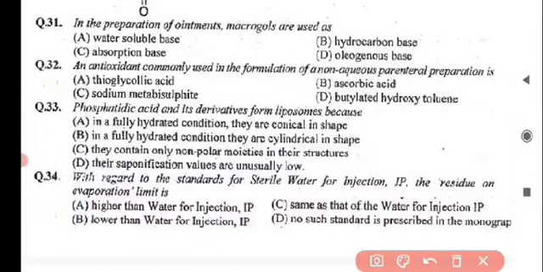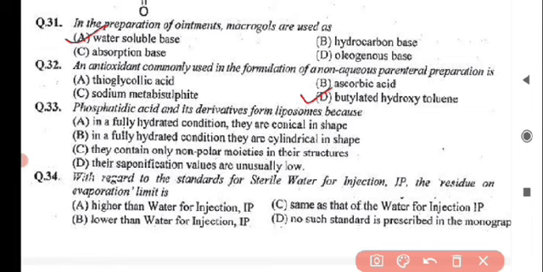Next question is, in the preparation of ointments, macrogols are used as water-soluble base. Option A is correct. Next question is, an antioxidant commonly used in the formulation of a non-aqueous parenteral preparation is, and the correct answer is option number D, butylated hydroxytoluene.